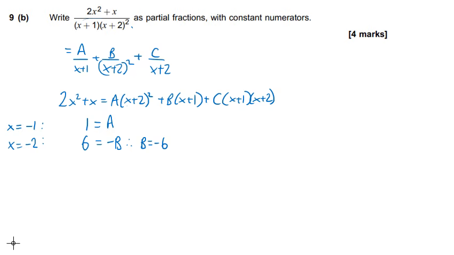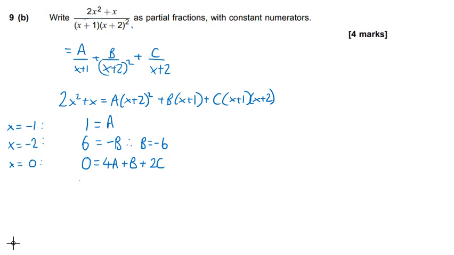And then for the third value, we can pick any other value we want. So 0 seems like a sensible thing, because it's probably going to give us the least calculation to do. So the left hand side will be 0, and the right hand side will be 2 squared times a, so 4a, 1 times b, and then 1 times 2 times c, so plus 2c.